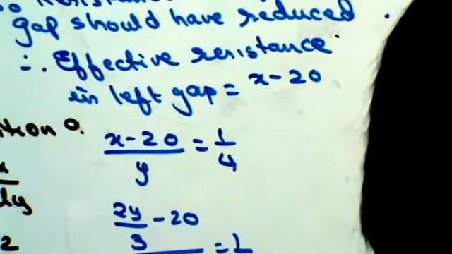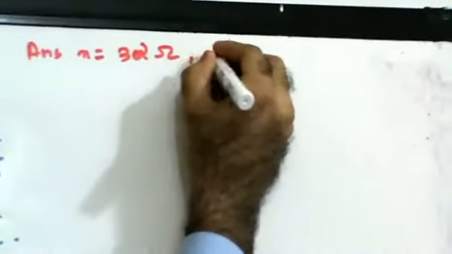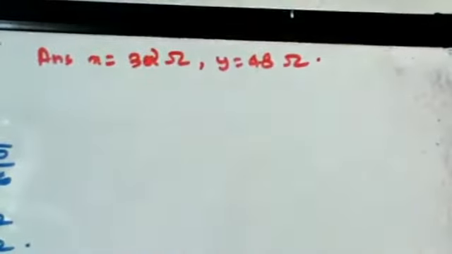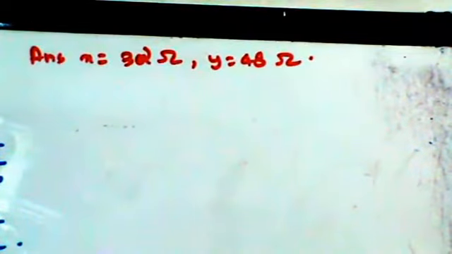Y is the only unknown. Now you should be able to get the value of Y. The answer for this sum should be X is equal to 32 ohms and Y is equal to 48 ohms. Right, next.